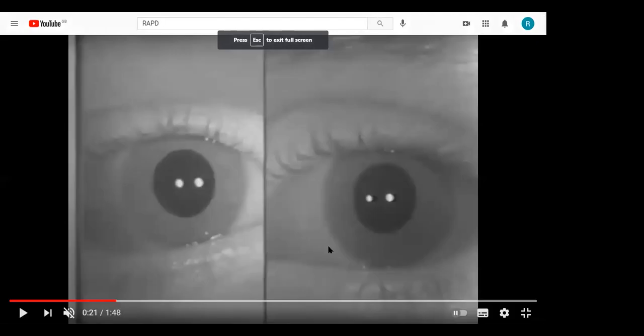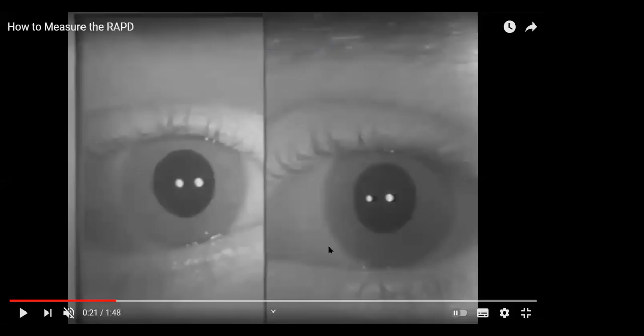Okay, so this guy's going to hold up some pieces of paper and stuff in front of one of the eyes. Just ignore it. I'm going to tell you what you're looking for first. If you can see my pointer, this is the affected eye, so this is the eye with the RAPD. He's going to swing the light into the normal eye first, which is what you should do, and you'll see that this pupil constricts. Similarly, this one does.